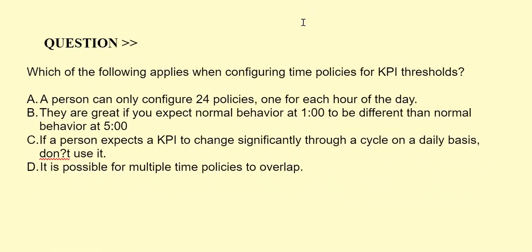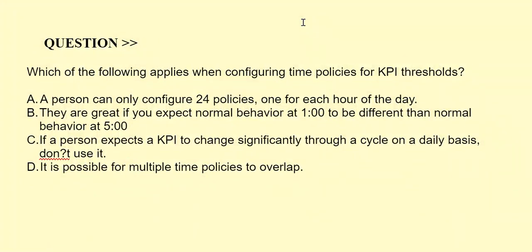Our next question is, which of the following applies when configuring time policies for KPI thresholds? Option A, a person can only configure 24 policies, one for each hour of a day. Option B, they are great if you expect normal behavior at 1 to be different than normal behavior at 5.